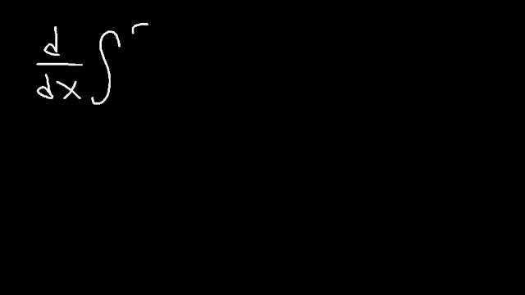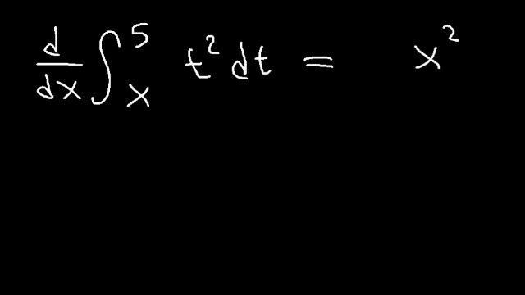Now what about this one? Let's say x is the lower limit instead of the upper limit. What would you do for this problem? So we still need to plug in x. We need to replace t with x. So it's going to be x squared, but because it comes at the bottom, we need to put a negative in front of it. It's going to be negative x squared instead of positive x squared.